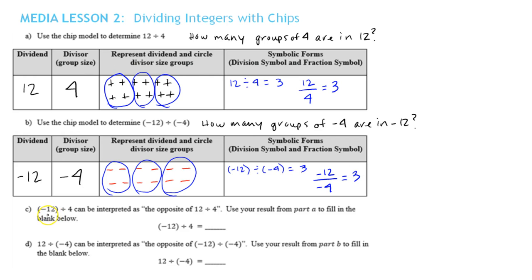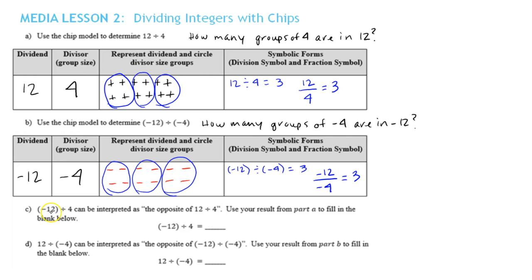So here we have negative 12 divided by 4. So this makes our problem, or the previous way we did these problems, a little bit more difficult. How many groups of 4 are in negative 12? So we wouldn't have the right side groups. So instead, like we did with multiplication, let's highlight this.